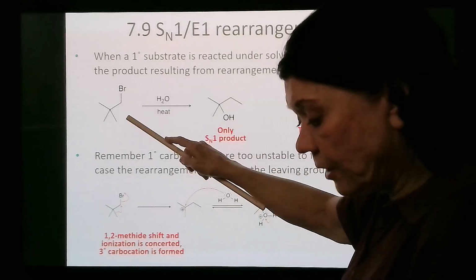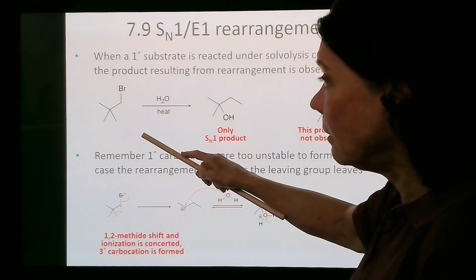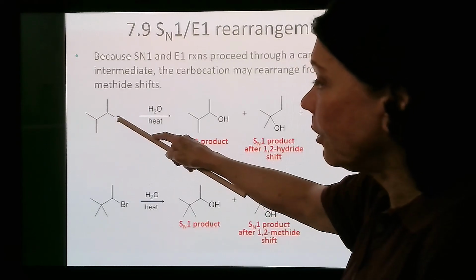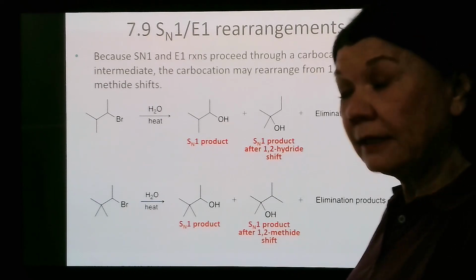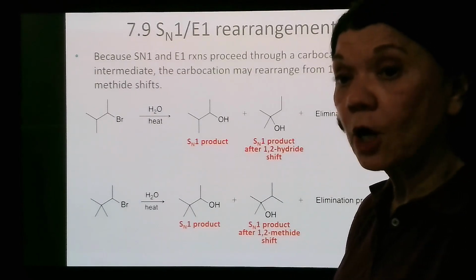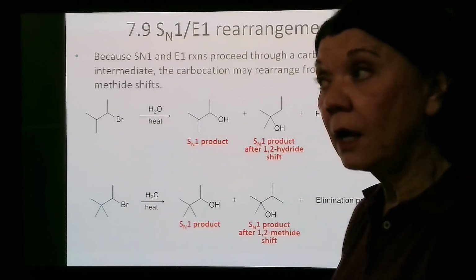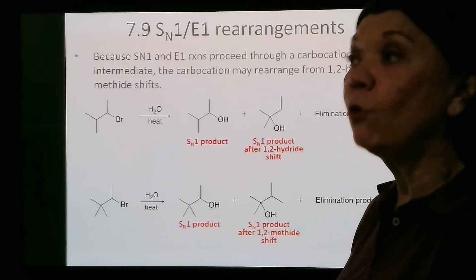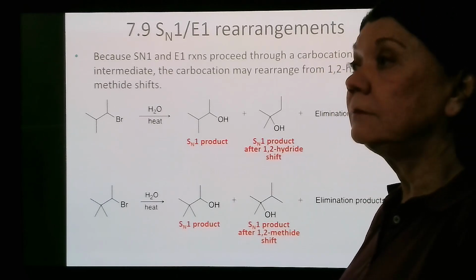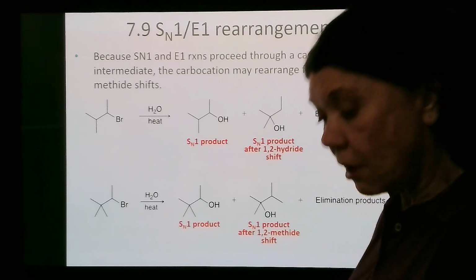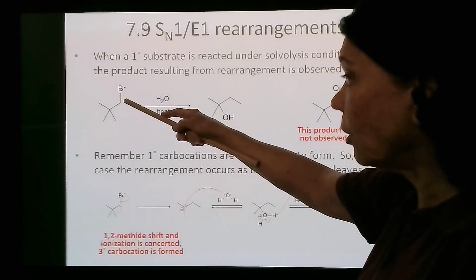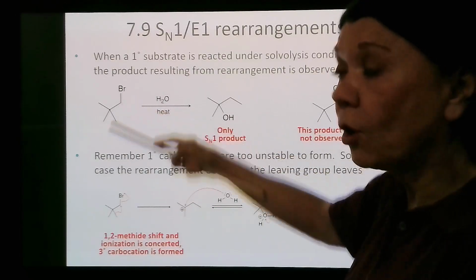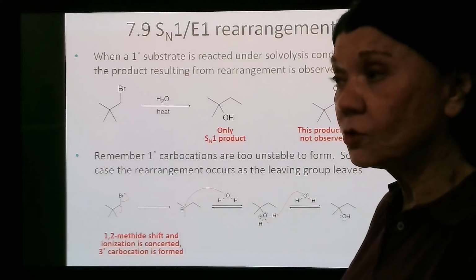So, what we saw on the previous slide is a secondary alkyl halide. The secondary alkyl halide gives rise to the secondary carbocation, and the secondary carbocation is stable enough to form for a good amount of time. But now, when we have a primary alkyl halide, the primary carbocation is really unstable.